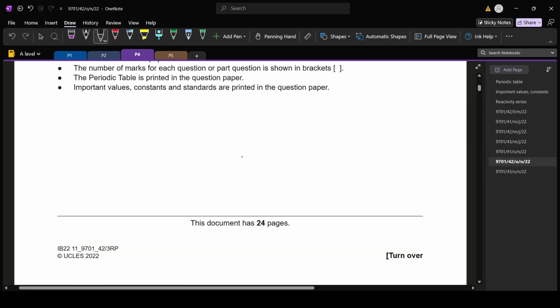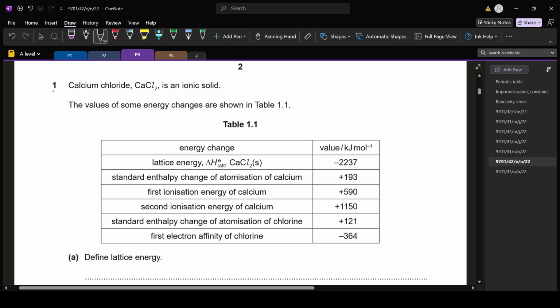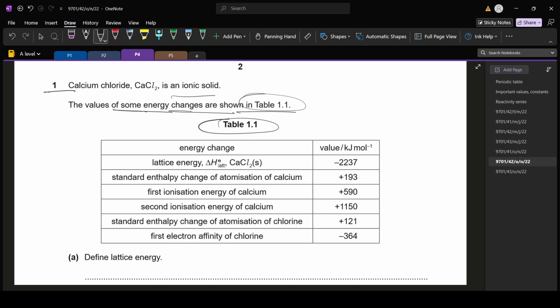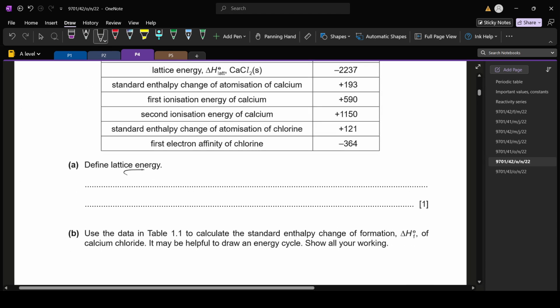Okay, so let's begin. Question number 1. Calcium chloride is an ionic solid. The values of some energy changes are shown in table 1.1. Find the lattice energy. What is lattice energy? It is the energy change when one mole of ionic compound is formed from its gaseous ions.